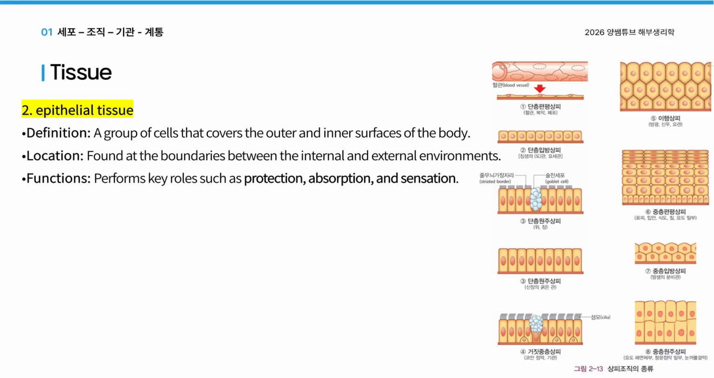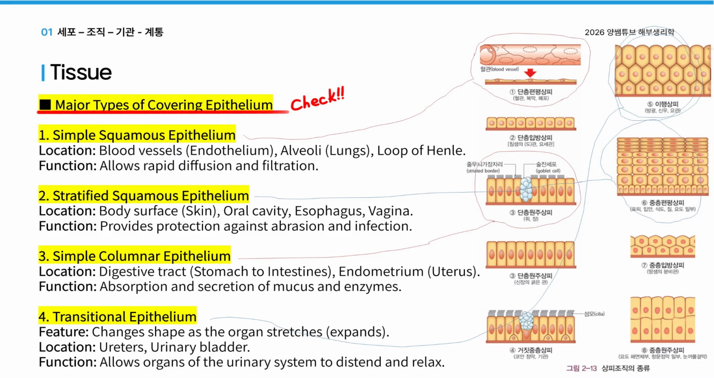Because it sits at the boundaries, it performs several crucial roles. First, protection. It acts as a barrier to protect our body from physical or chemical damage. Second, absorption. In places like the intestines, it takes in necessary nutrients. Third, sensation. It also helps us sense the environment through specialized receptors. Understanding epithelial tissues is the foundation for mastering human anatomy. To understand organ characteristics and how diseases develop in each system, you must first understand the epithelium that lines them.